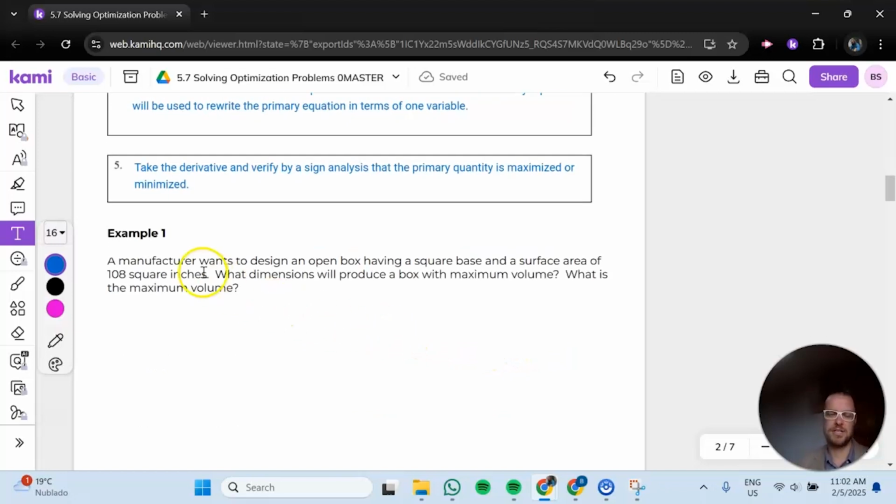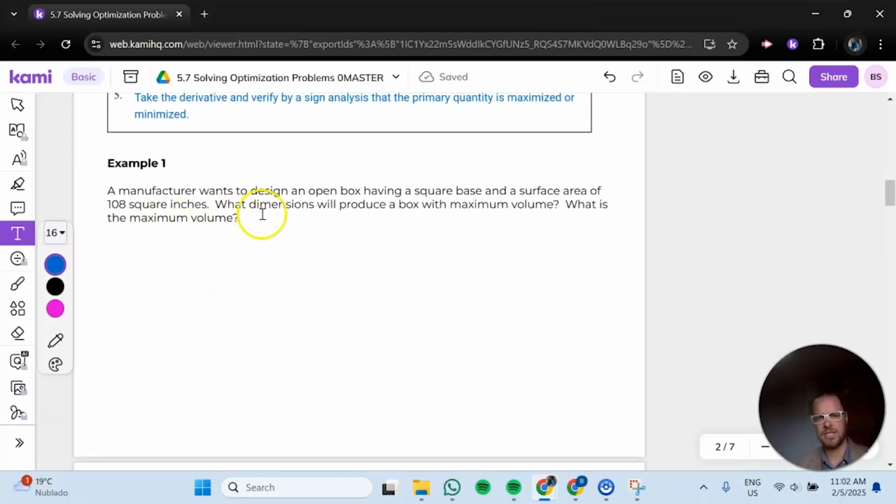All right, so let's put this into practice. A manufacturer wants to design an open box having a square base and a surface area of 108 square inches. What dimensions will produce a box with maximum volume? What is the maximum volume?